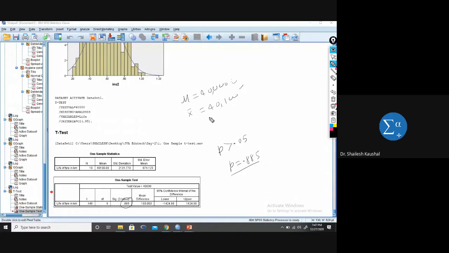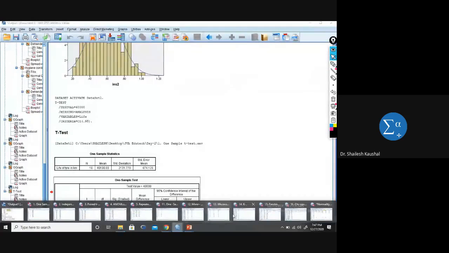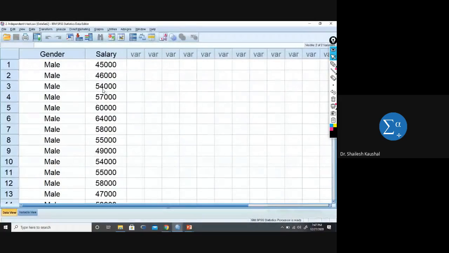The p value is 0.885. My null hypothesis was that the population mean equals the sample mean, and the alternate hypothesis was that the population mean does not equal the sample mean. So here his claim was good, right? He is claiming right. Okay, so this is about the one sample t-test.